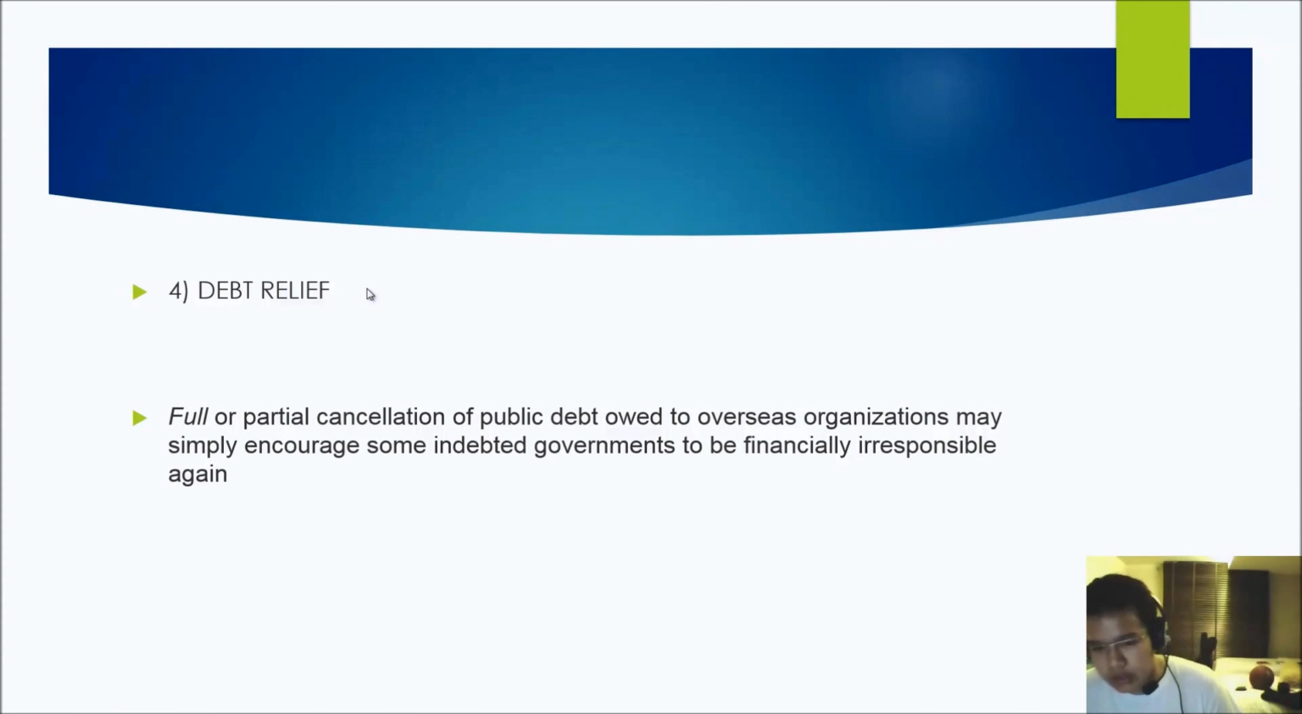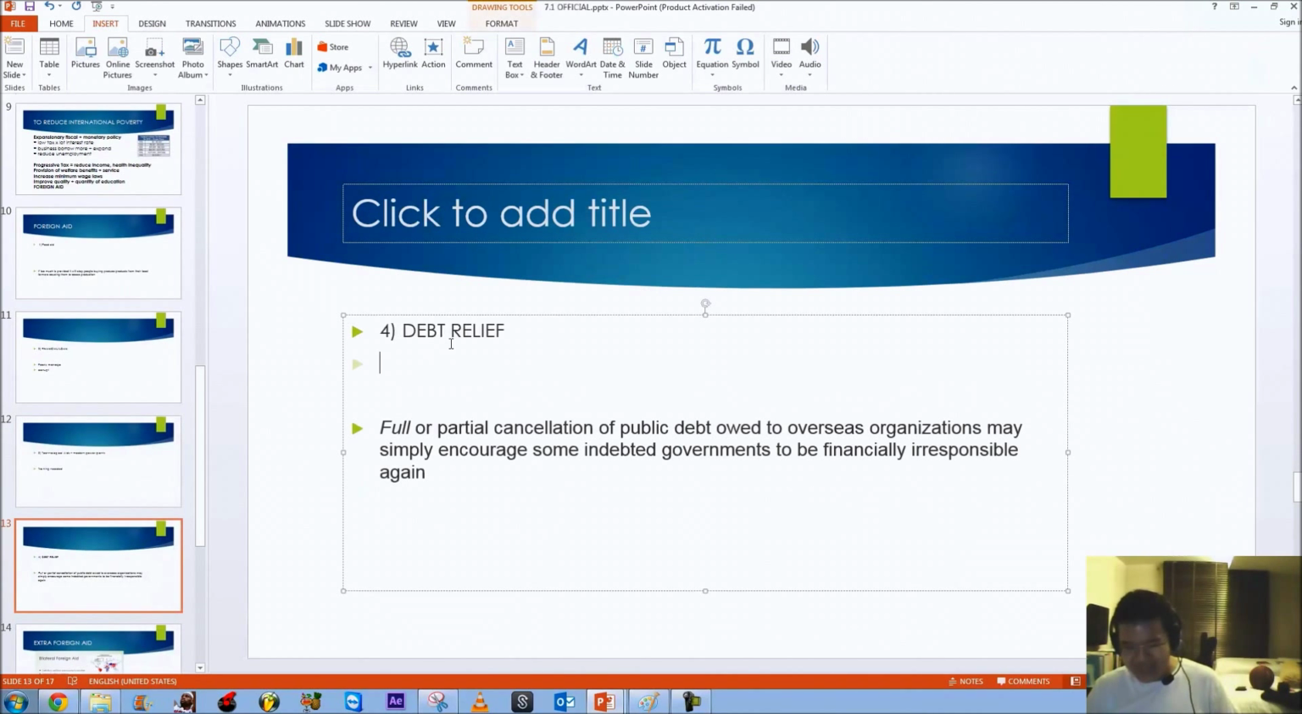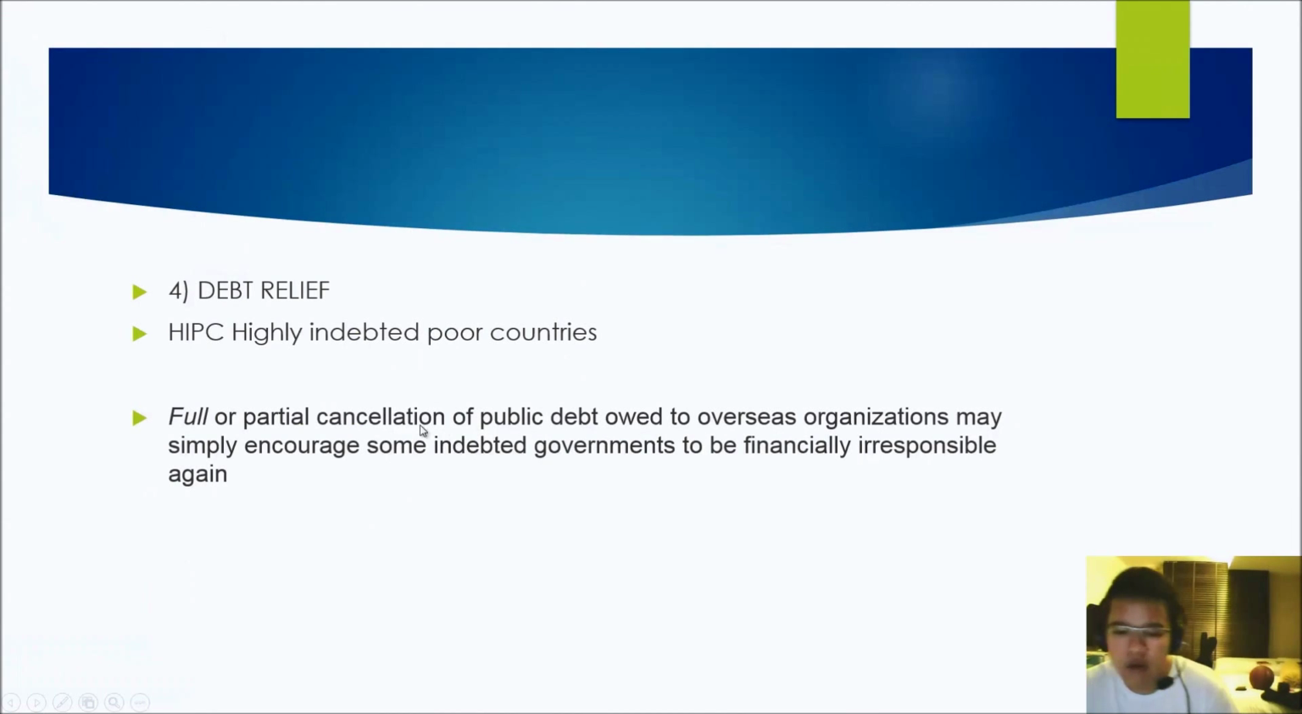Last one is debt relief. For example, if a country owes some money to another, there is the HIPC program, which is the Highly Indebted Poor Countries program. This could help. This is a type of foreign aid. However, with full or partial cancellation of public debt, if the HIPC helps the countries that are in debt to pay off their debt, the countries that just got help may simply borrow more and more money, because they know the HIPC might pay for them again at a different time, so they might be financially irresponsible.